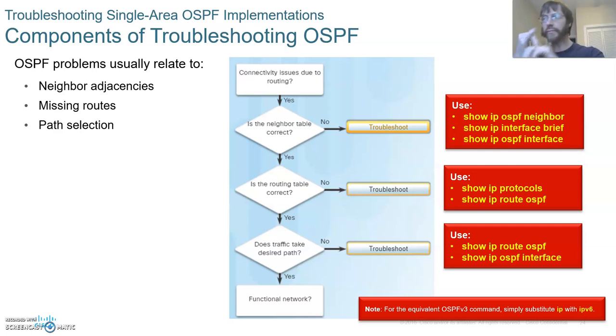If the neighbor table is correct, and the routing table is correct, but the traffic does not seem to be taking the correct path, say, for example, you trace route from point A to point B, and it goes through point C when it should have gone through point D, you can ask yourself, why is this happening? What are the costs associated with these routes? And perhaps it is not taking the correct route because you don't have your auto cost reference bandwidth set correctly.